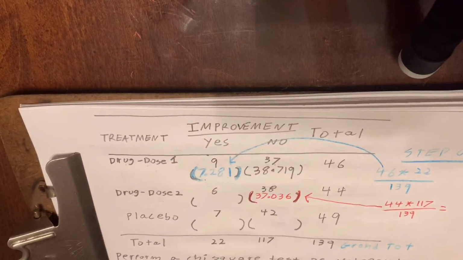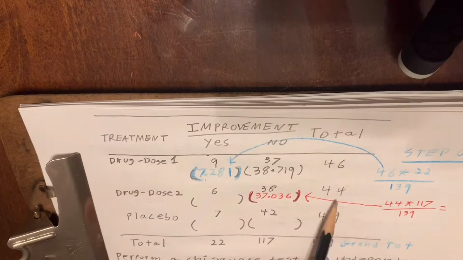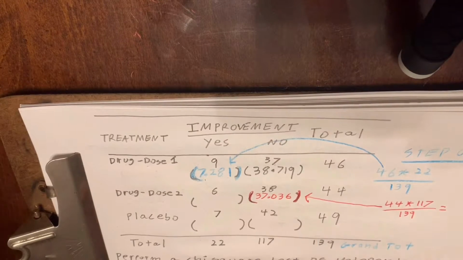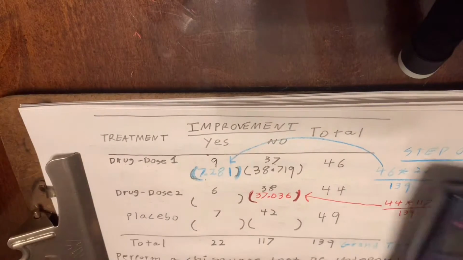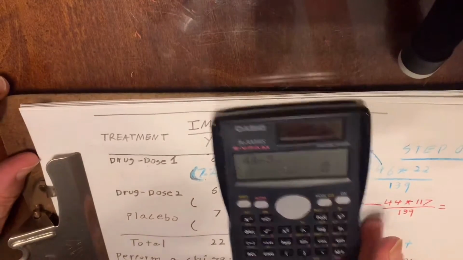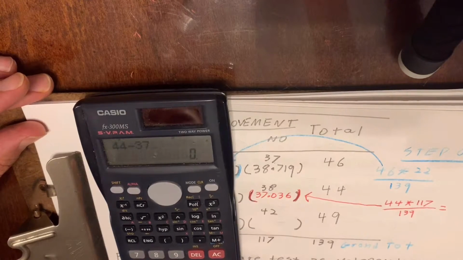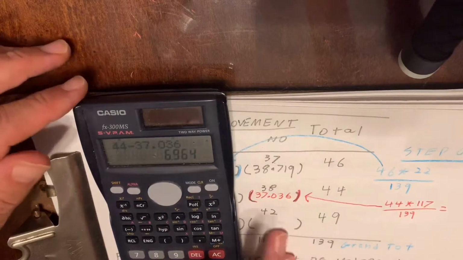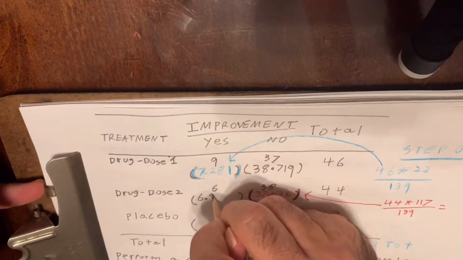Now, here's something that's really interesting. I picked these two arbitrarily. Now I got this from simple subtraction. Notice I can get this expected frequency from simple subtraction. I can get this one from simple subtraction. Really, we don't even have to use the formula anymore, because if we take 44 and subtract 37.036, what do we get? We get 6.964. Let's put this in.